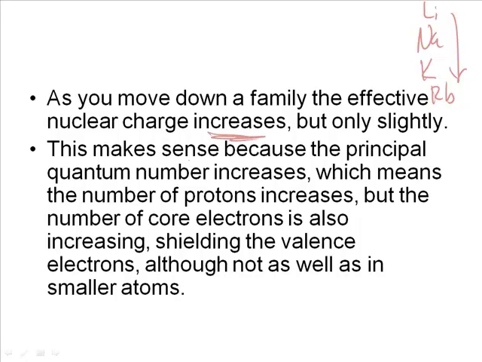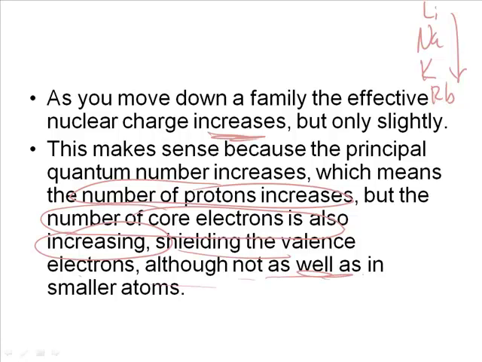Okay, and this makes sense because the principal quantum number increases, which means the number of protons increase. But, as you know, as you go down, the number of core electrons is also increasing. So therefore, the effective nuclear charge doesn't change as much. The reason that it does increase slightly is because you add more electrons to it. Those shielding electrons that are shielding the valence electrons do not shield as well as in smaller atoms.